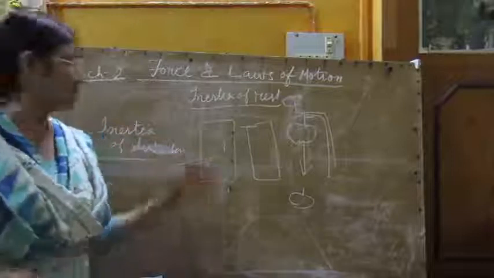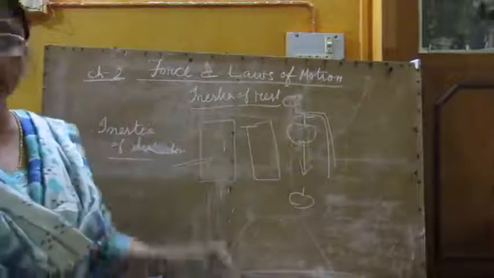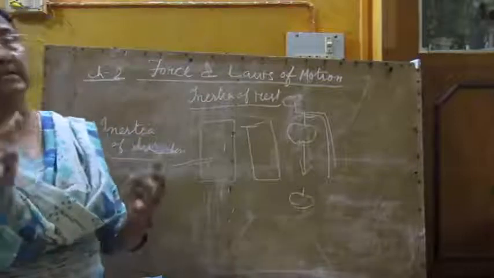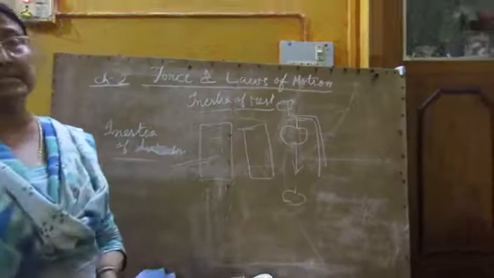So this is called inertia of direction. These are the examples of inertia of rest, inertia of motion and inertia of direction. In the next video I'll explain more examples about momentum.